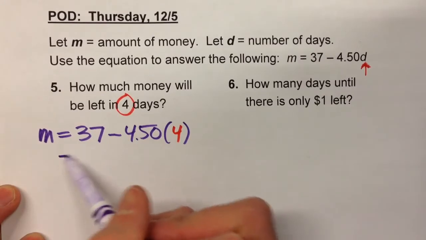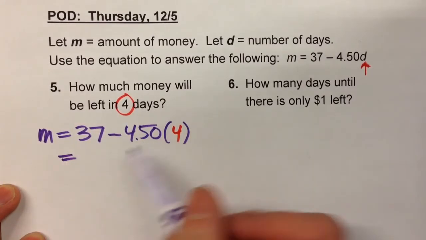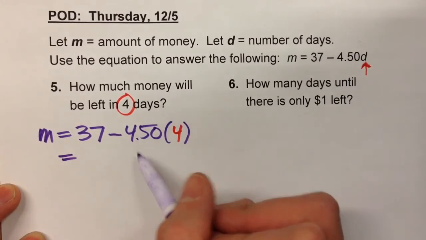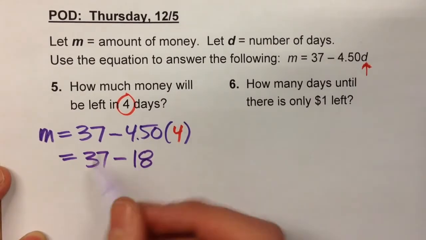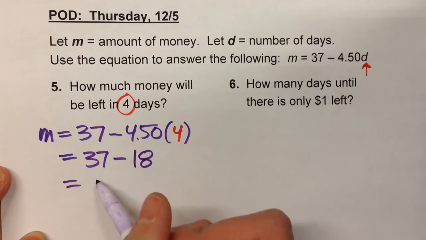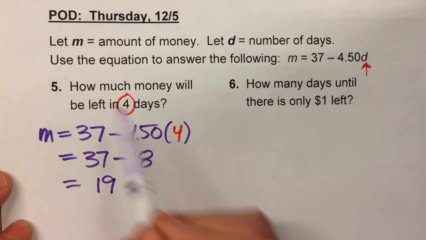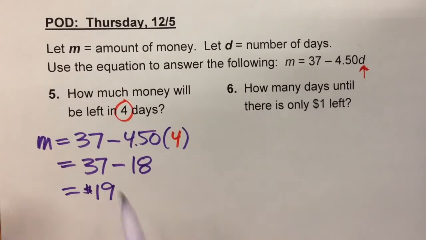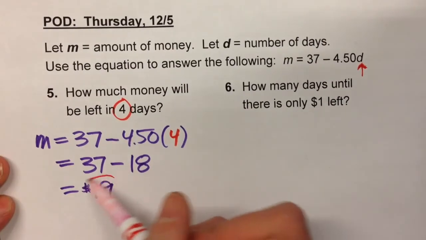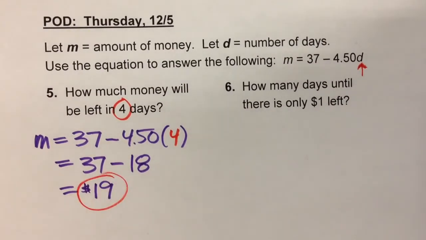So, order of operations says we have to multiply first. So 4.50 times 4 is 18. So we've got 37 minus 18. And if we subtract that, we get 19. How much money will be left in 4 days? $19. I put my units on my answer and circle it.